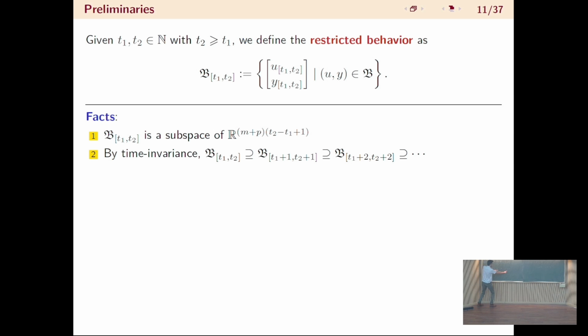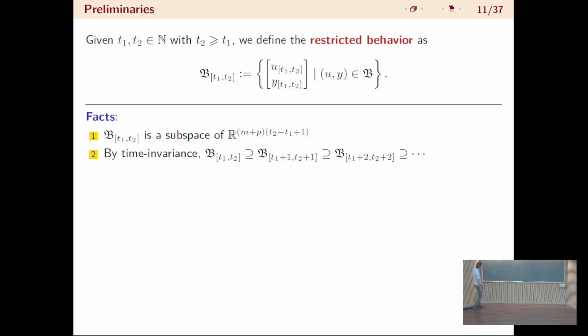Which means that (1, 1), the input and the output, is in the restricted behavior of the system on the time interval from 0 to 0. Right? This is a valid length 1 trajectory of the system.